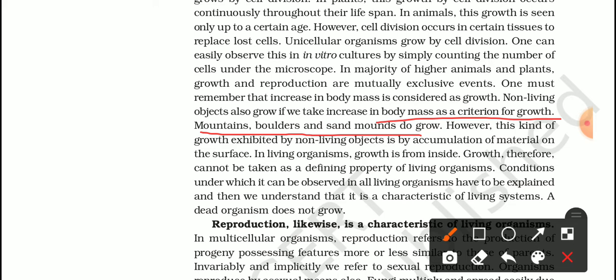So growth therefore cannot be taken as a defining property. Why? Because it is also being exhibited by non-living things. Okay. Also note the conditions under which it can be observed. So these are the things which are important in this paragraph.